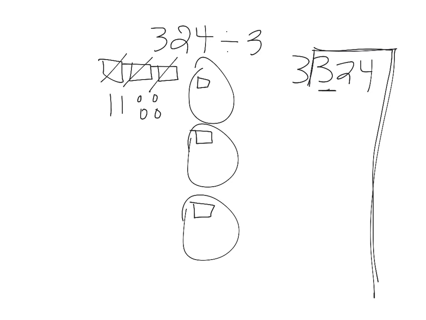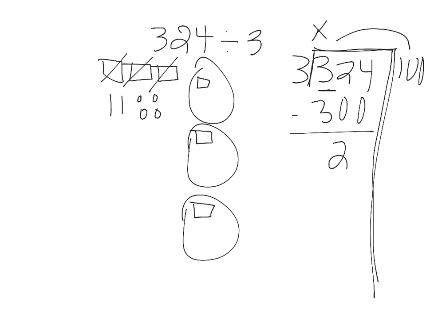Alright, going over here to our partial quotients division model, what we do is we think, 3 times what will get me close to 300? Well, we already did that. We did 100. Alright, so 3 times 100 is 300. That's exactly how many hundreds we have. So when we subtract, we're left with 24, just like we are with our base 10 blocks.